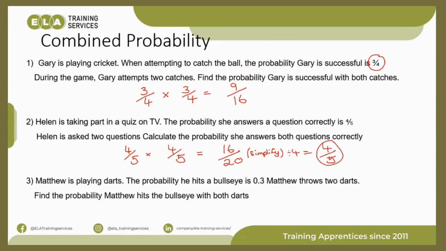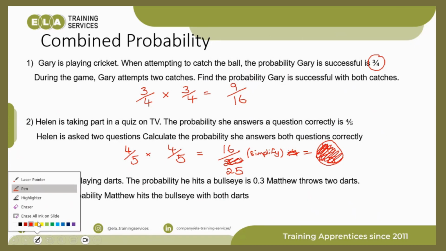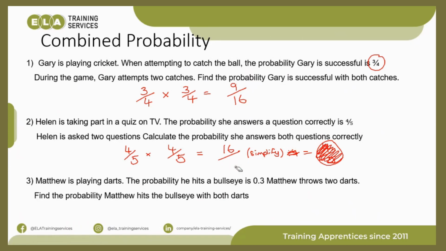Okay. And then finally, Matthew is playing darts. Sorry, that is incorrect. I've done 20, it's 25 actually. Sorry, guys. Just to eradicate that. See, sometimes in the morning we can make mistakes as well. So 5 multiplied by 5 is 25, and that's our fraction.